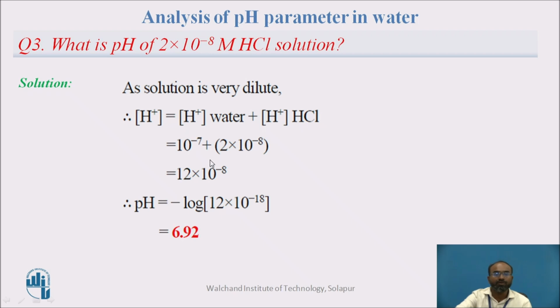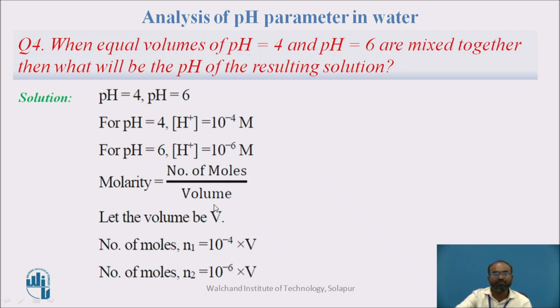By adding, you will get the value as 12 into 10 raised to minus 8, which is our H plus ions concentration. Put that into the basic formula of pH, that is pH is equal to minus log of 12 into 10 raised to minus 8, by which we will get the value of 6.92. We will have a relatively more difficult question now.